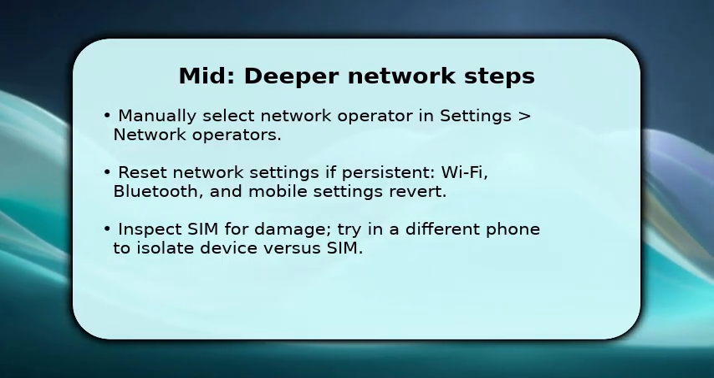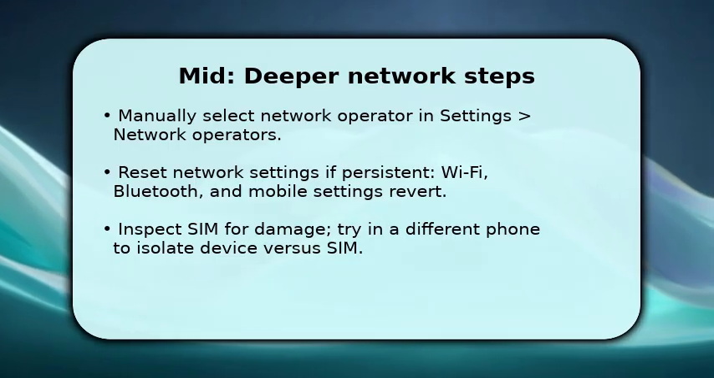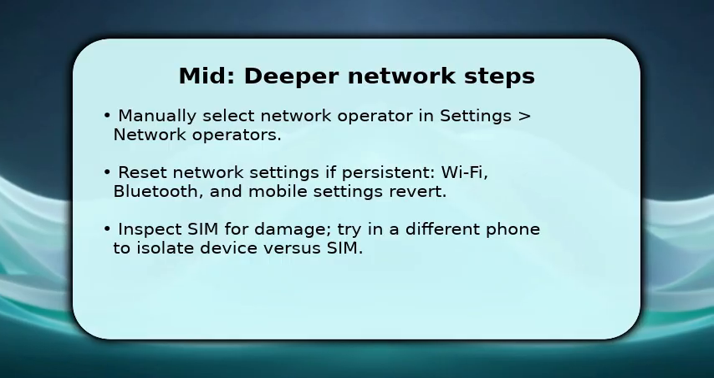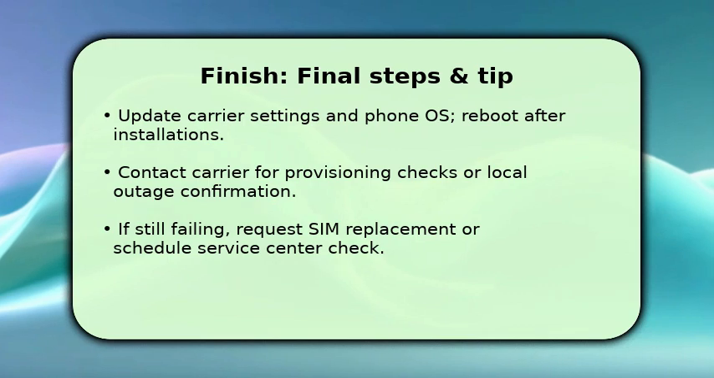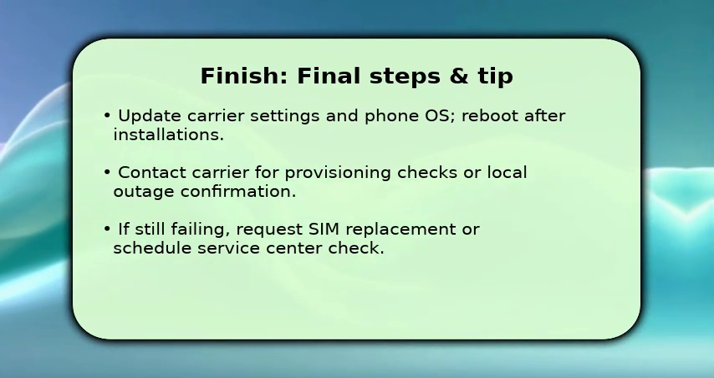Try the SIM in another handset to determine whether the carrier or your device is at fault. This isolates. You finish by updating carrier settings and the phone operating system, then reboot to apply changes because many fixes arrive via updates. If the problem remains, call your carrier to verify provisioning and local outages.